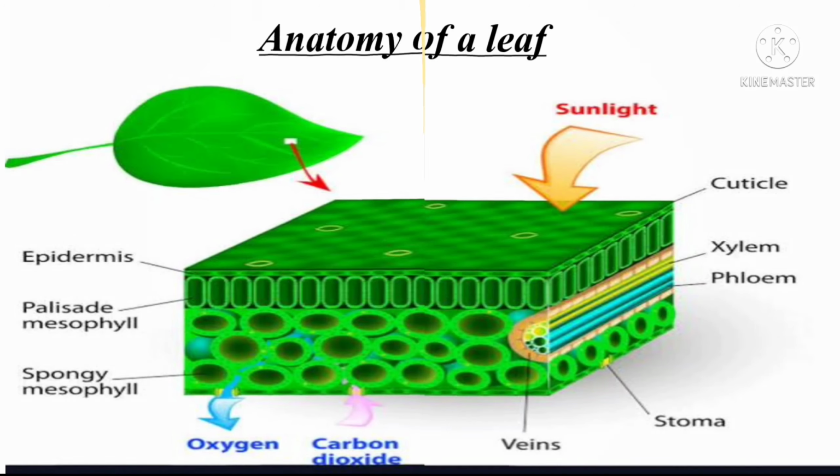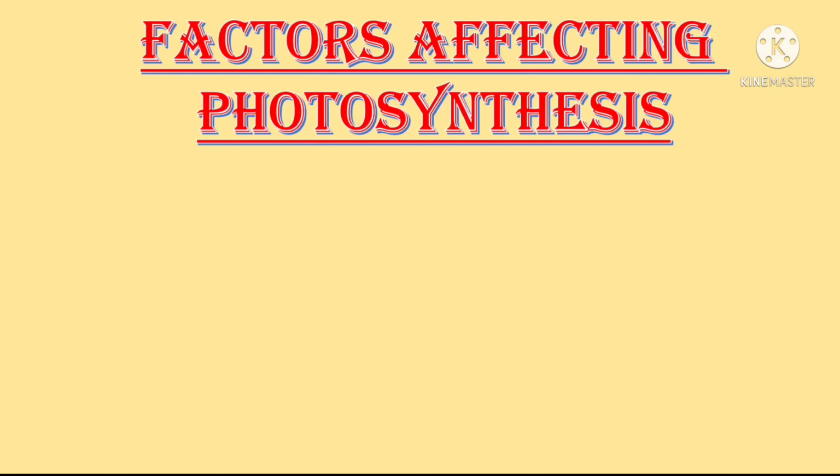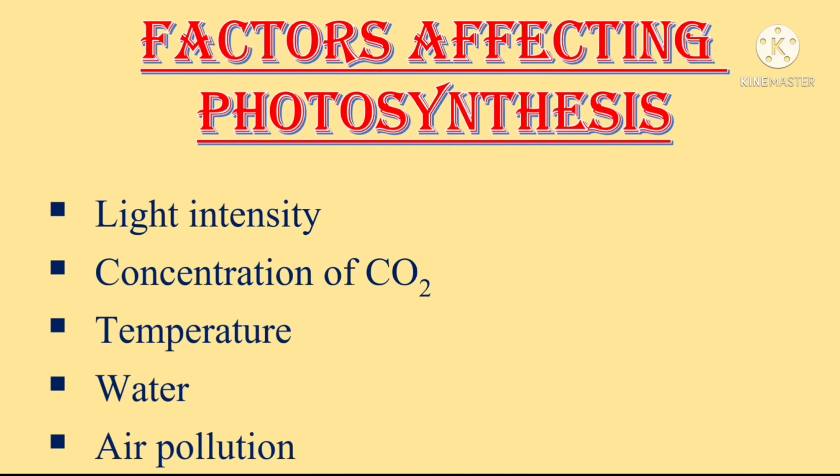Now we will discuss the factors that actually affect photosynthesis. So the various factors that affect photosynthesis are the intensity of light, that is light intensity, concentration of CO2, temperature, water, and air pollution.